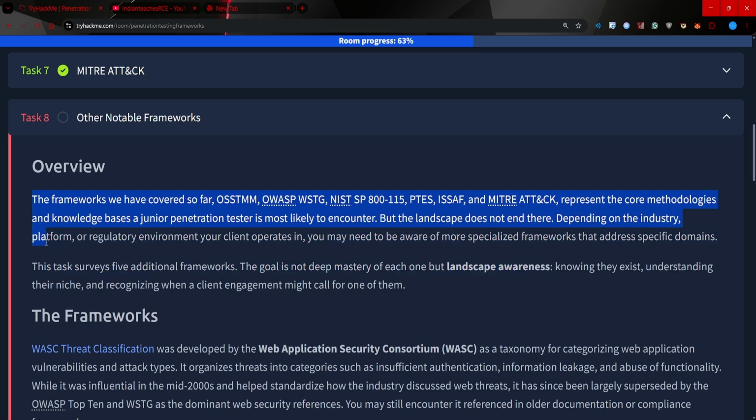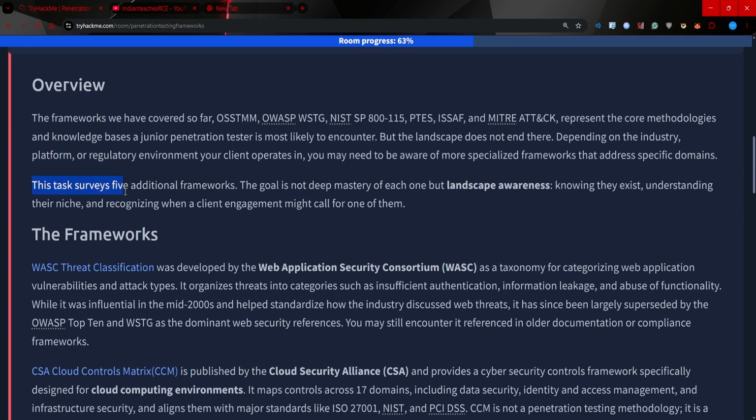Depending on the industry, platform, or regulatory environment your client operates in, you may need to be aware of more specialized frameworks that address specific domains. This task surveys 5 additional frameworks. The goal is not deep mastery of each one, but landscape awareness: knowing they exist, understanding their niche, and recognizing when a client engagement might call for one of them.